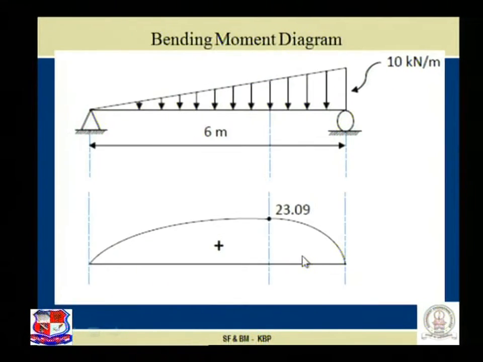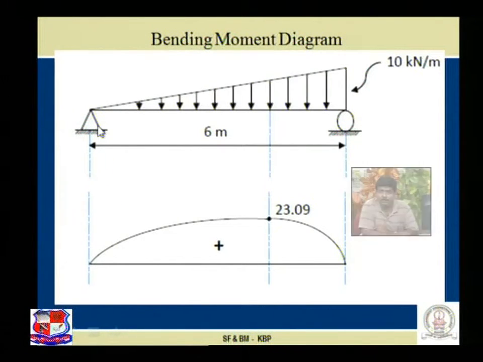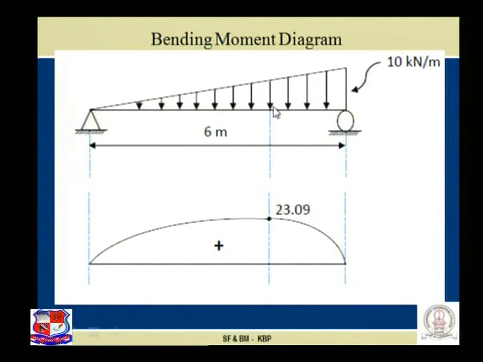Next observation for the bending moment diagram, as we stated previously also, the value of bending moment at its supports for a simply supported beam is 0. The variation of bending moment diagram is of cubic parabola for a simply supported beam subjected to the UVL. So now with this, let us go for the next problem.